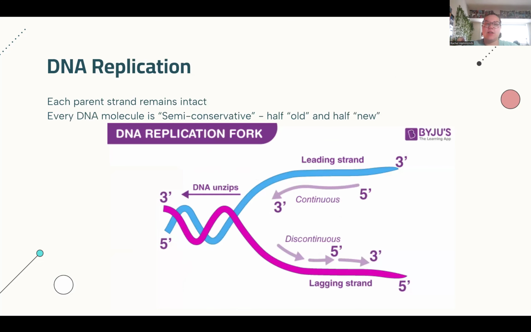In humans, our DNA replication is semi-conservative. That means that the parent strands of the molecule, the original DNA molecules, remain intact. The new DNA molecules are half old DNA and half new DNA. So half of what wasn't replicated and half of what was replicated.